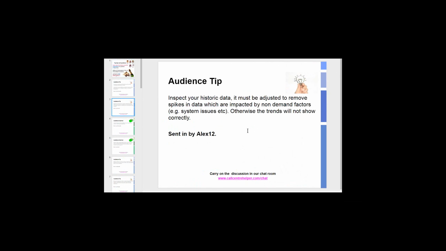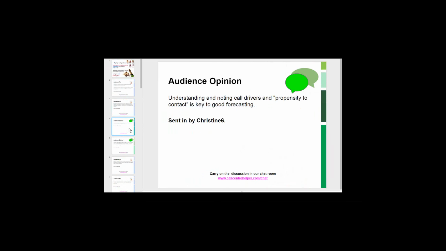Megan, I see there's a number of questions coming about historic data and spikes. Yeah, we've had a tip come in from Alex saying it's really important to inspect your historic data. It must be adjusted to remove spikes in data which are impacted by non-demand factors, e.g. system issues. Otherwise, the trends will not show correctly. We've had an opinion from Christine, who agrees, saying understanding and noting call drivers and propensity to contact is key to good forecasting. So, Dean, it really seems that drilling down into as much detail as possible is key to getting this right.